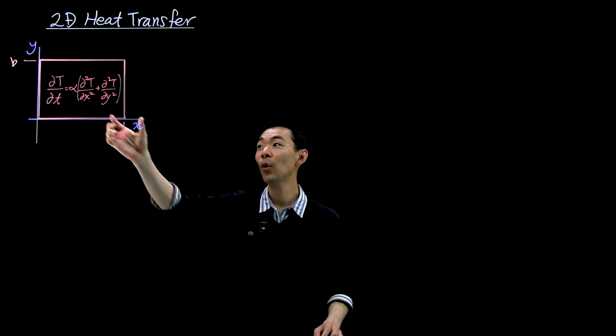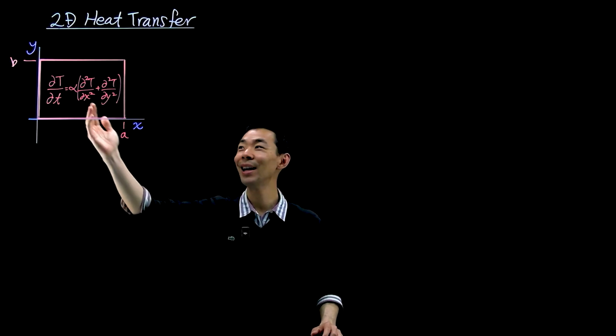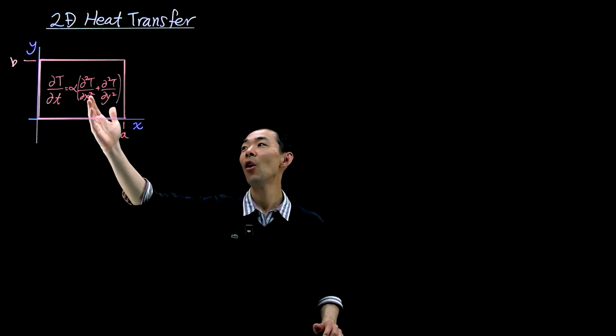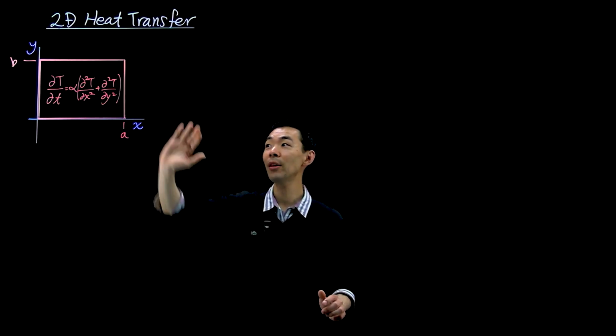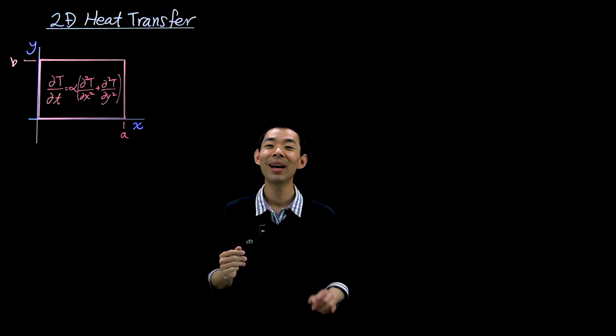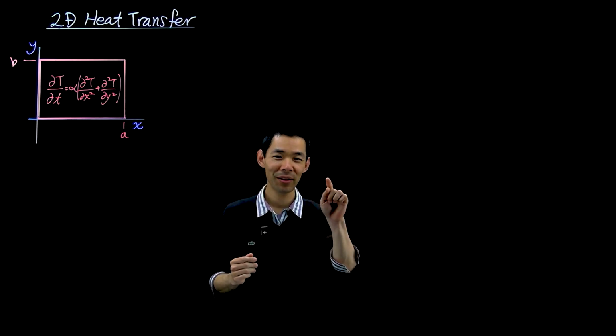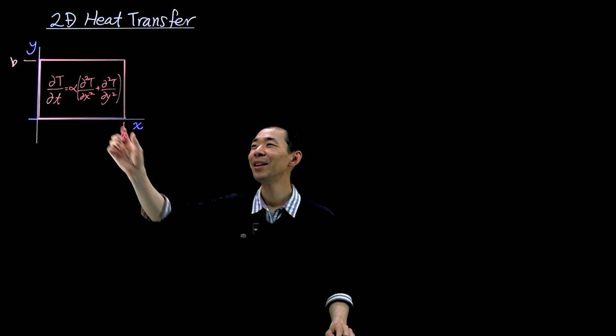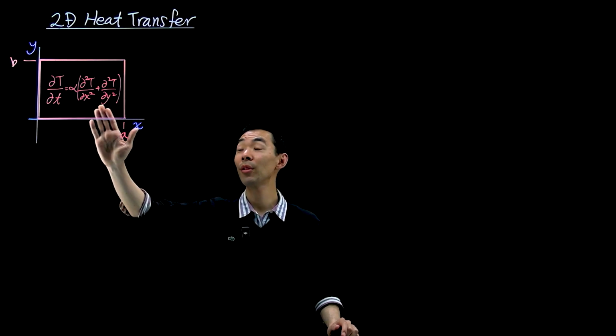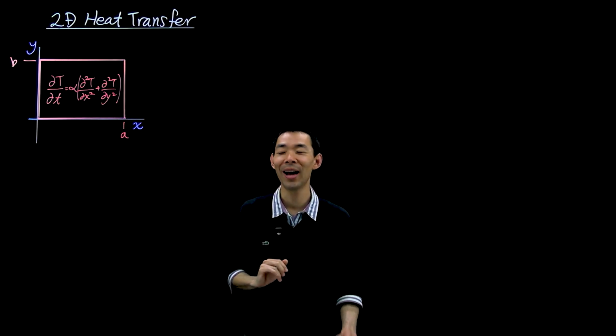So far, we've only had one term on the right-hand side, the second partial derivative of T with respect to x. But now that we have a two-dimensional geometry, the Laplacian operator, the upside-down triangle squared, now has two components, both along x and along y.